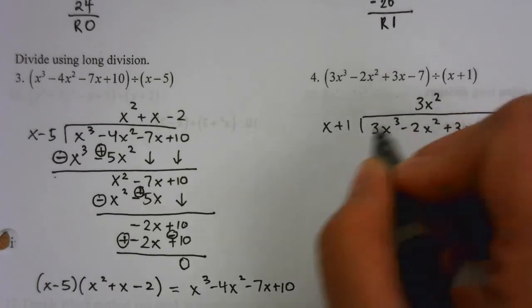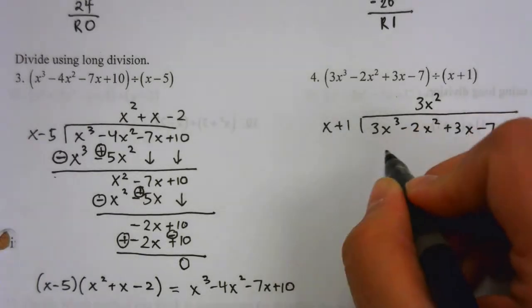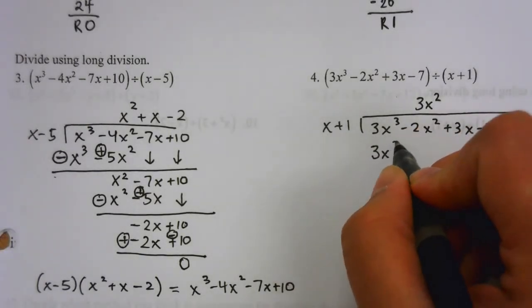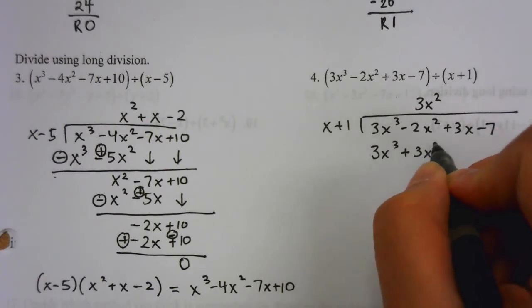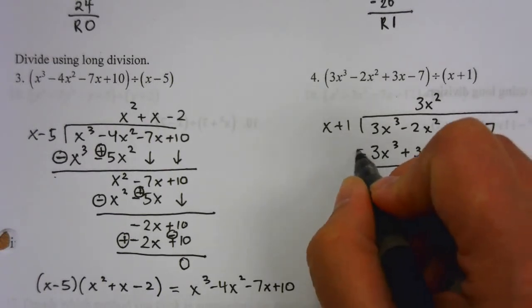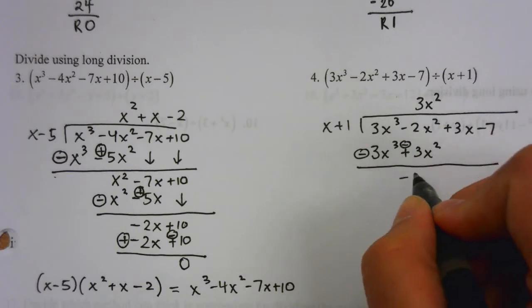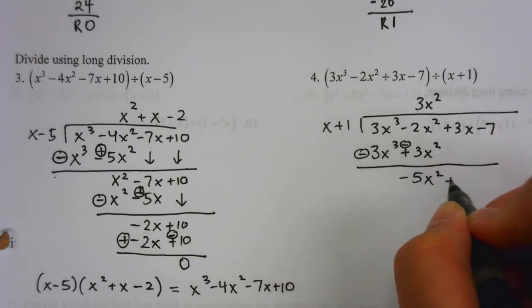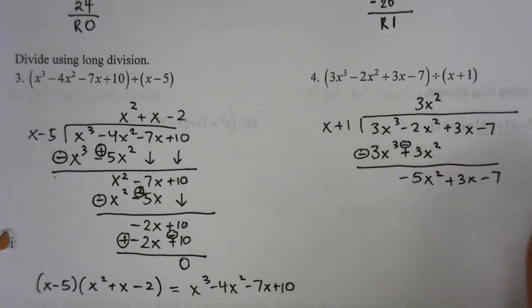Again, take the 3x squared and multiply it times both terms out in front. We have 3x cubed plus a 3x squared. I'm going to subtract. We get negative 5x squared. Bring down my other terms. Start the process over again.